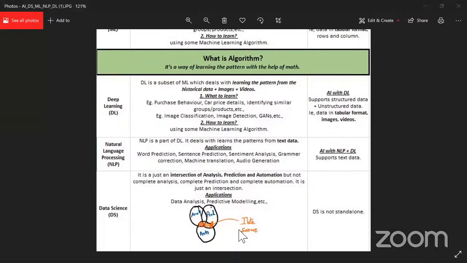Pratyush, I think I just explained. Is it clear? Let me stop sharing it. Great, Jyoti.